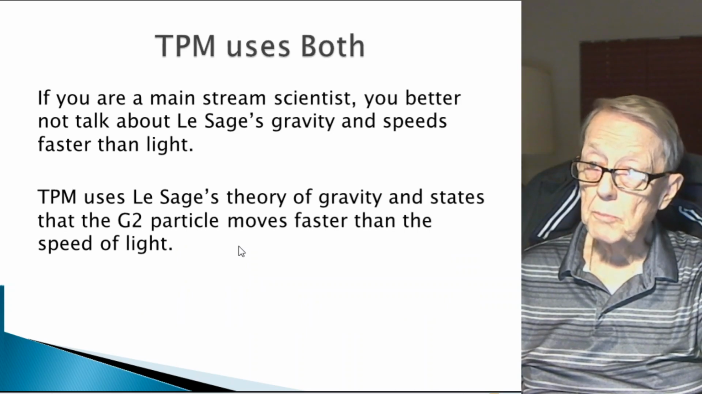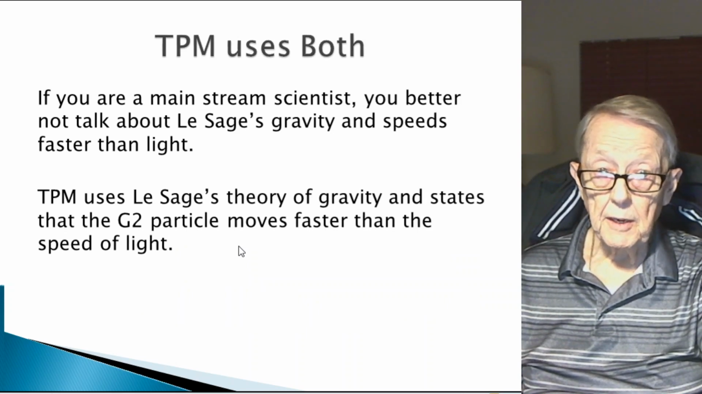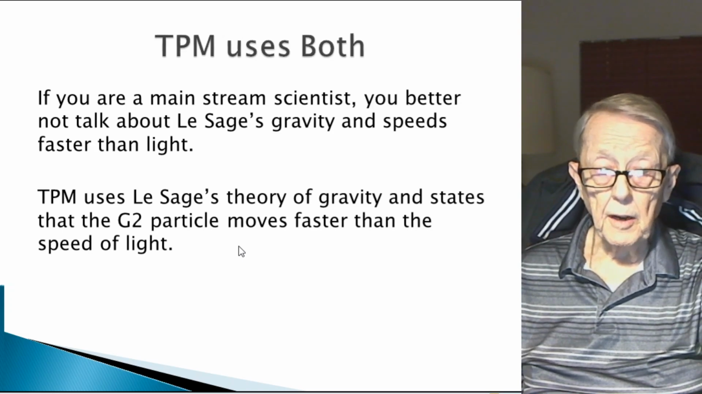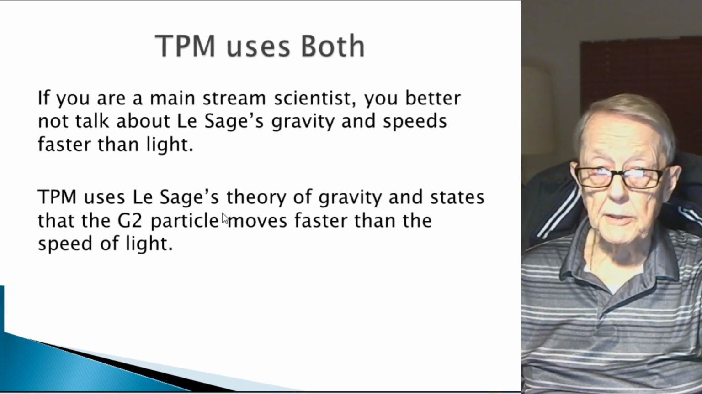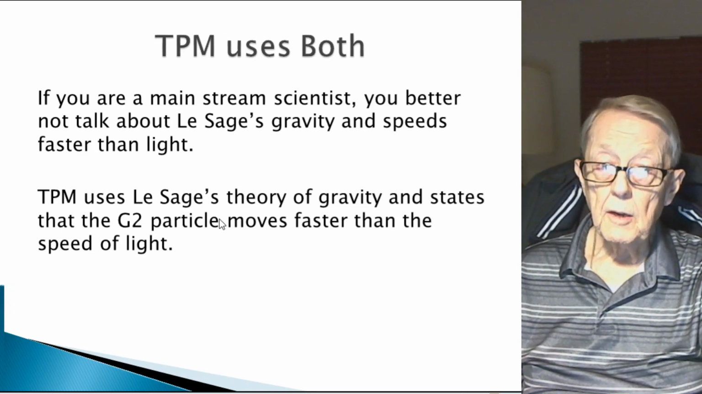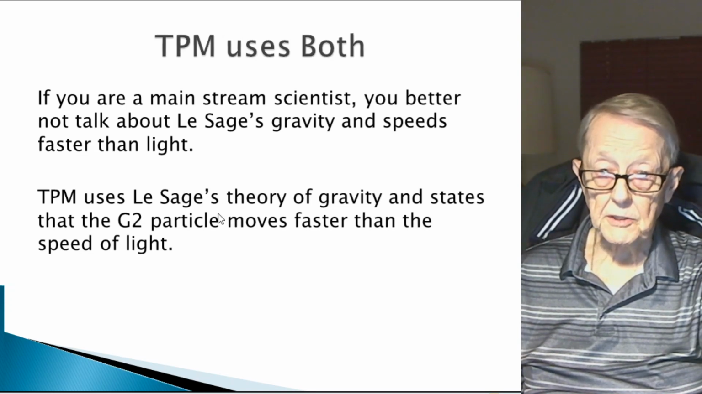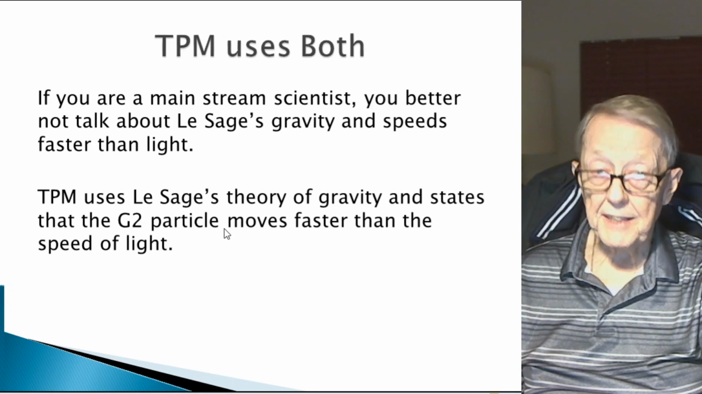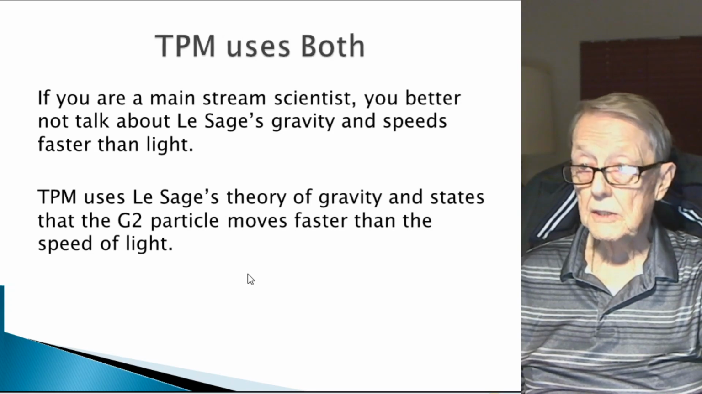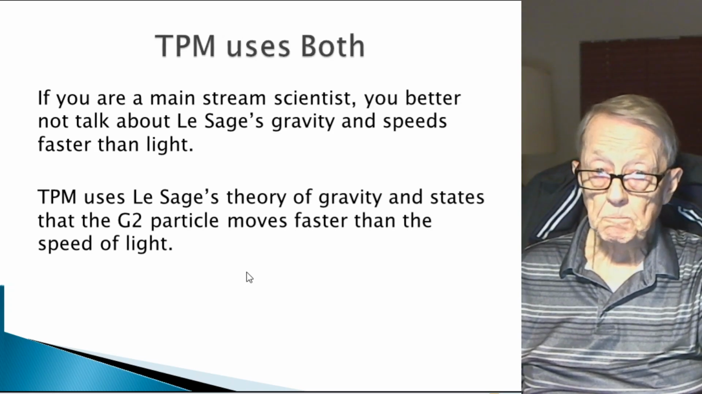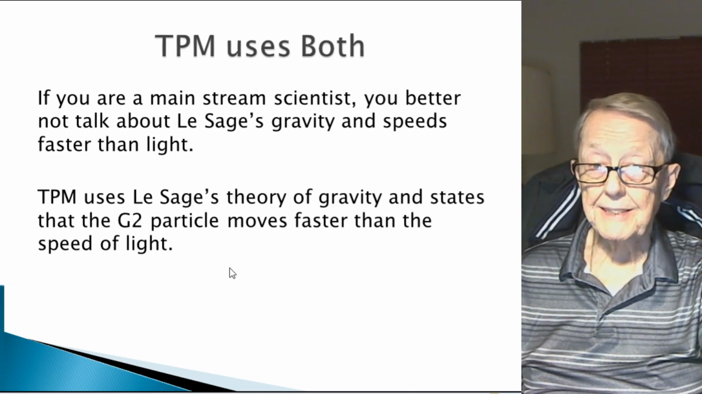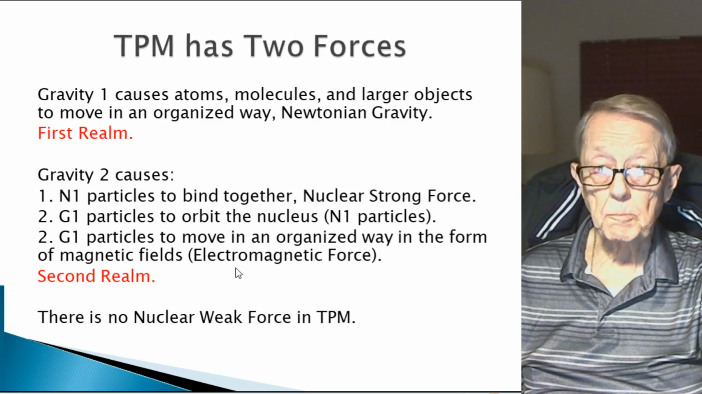Well, it turns out in both of these bad ideas, the particle model uses both. Again, if you're a mainstream scientist, you better not talk about Lesage's gravity and speeds faster than light. The particle model does use Lesage's theory of gravity and states that the G2 particle moves much, much faster than the speed of light. So if I would follow mainstream, I couldn't do this, but that's exactly what happens in the particle model.